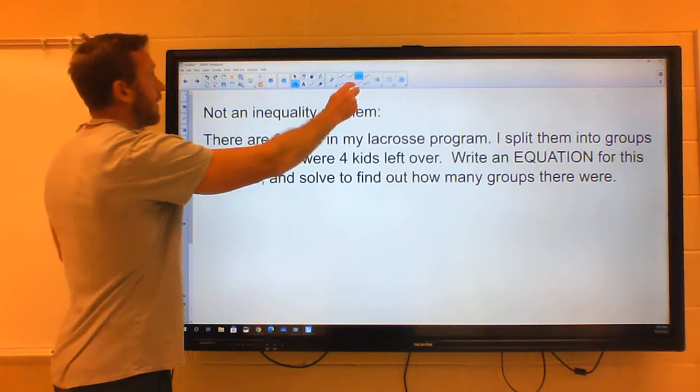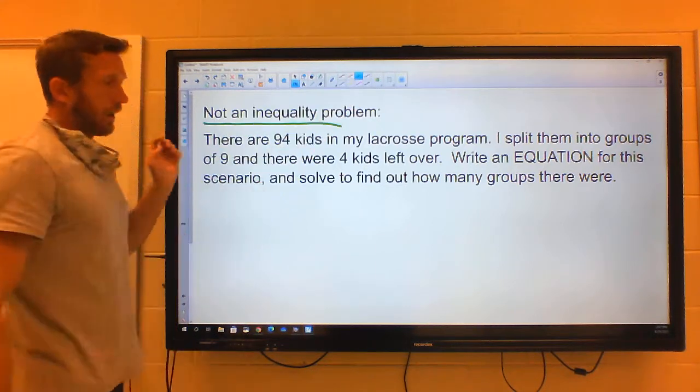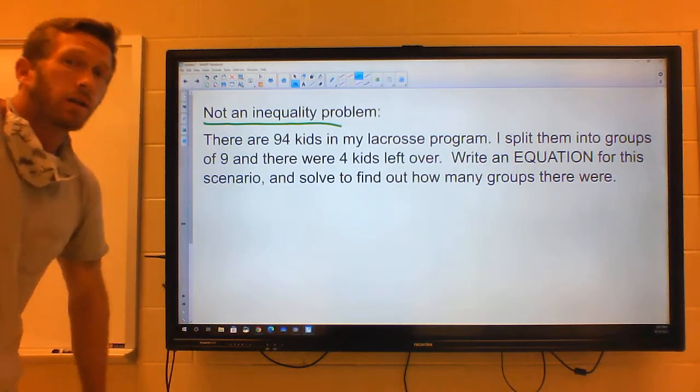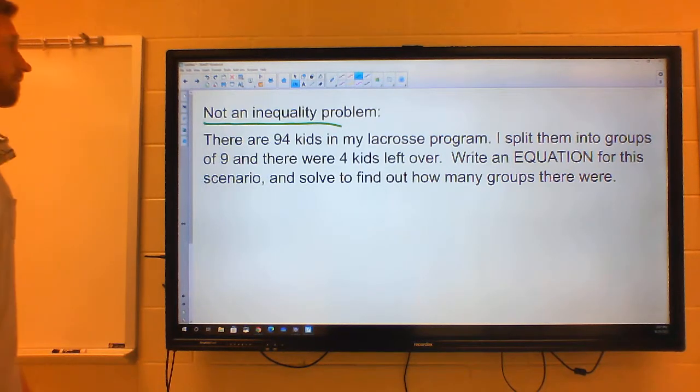First off, this is not an inequality problem. That's the first thing I want you guys to understand. This is not an inequality problem. Okay?